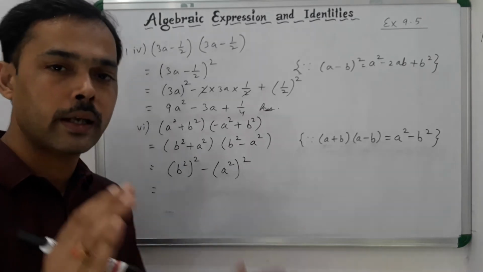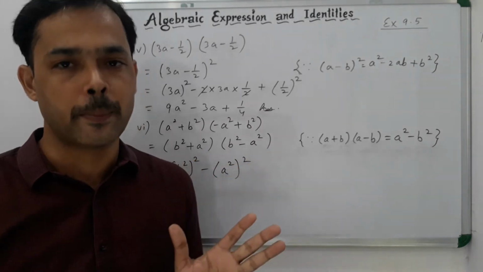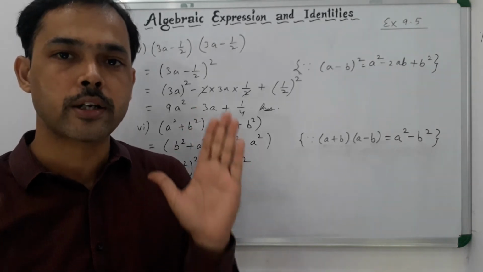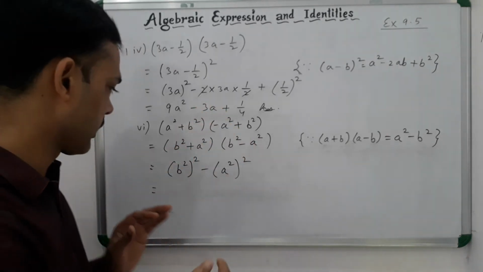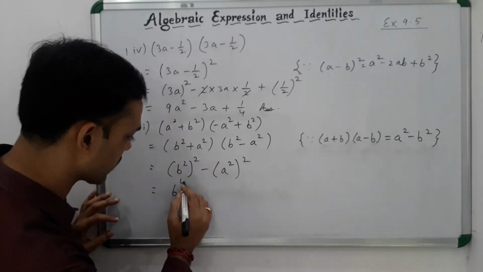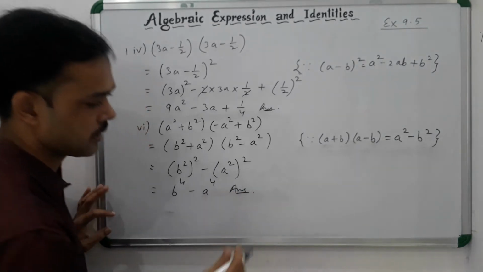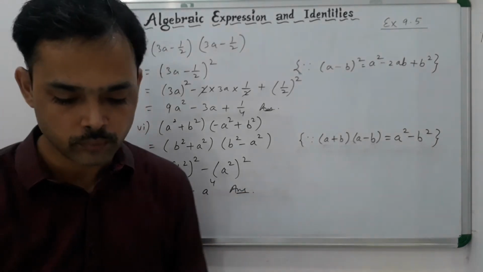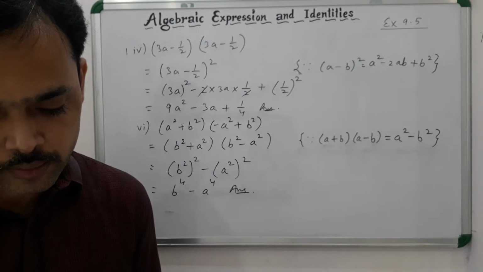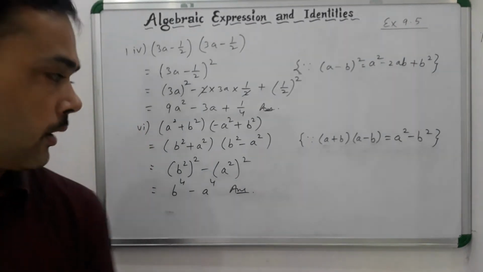Now you know that a to the power m raised to the power n is a to the power mn, means exponents will be getting multiplied over here. 2 into 2 will be 4. That is why this will be b raised to the power 4 minus a raised to the power 4, and this is our answer. Then after this part, let us move on to the 8th part.